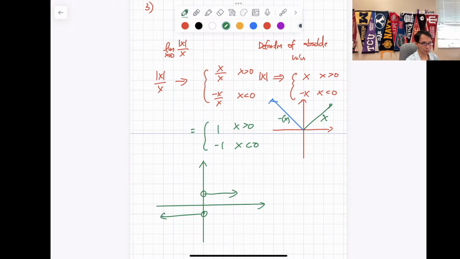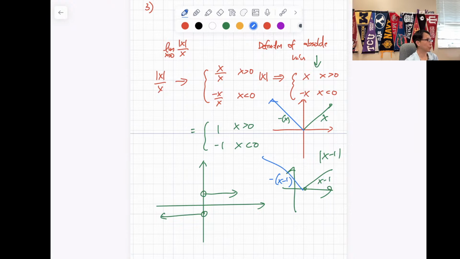Now, the definition of absolute value is very important because sometimes you can have absolute value of x minus 1. So that's going to be x minus 1 here, and here it is going to be the negative version of x minus 1. Make sure of that because a lot of problems require this. Got it?